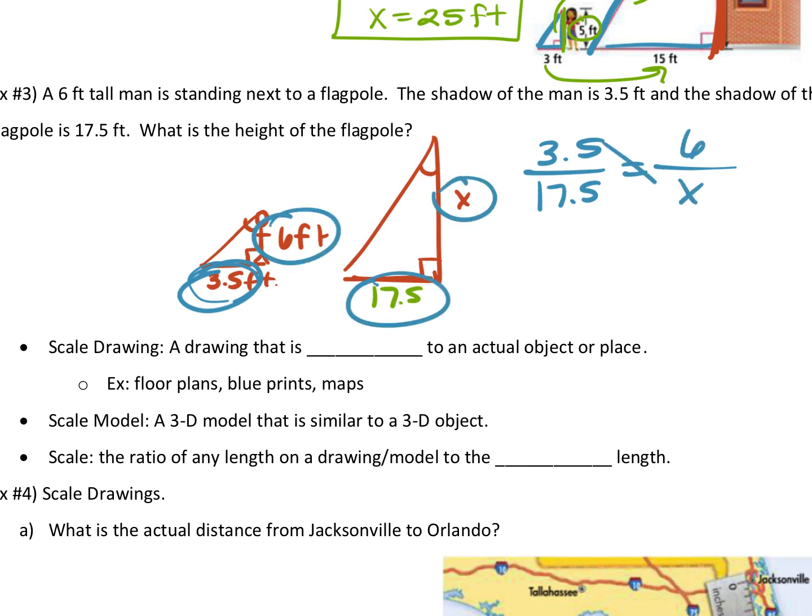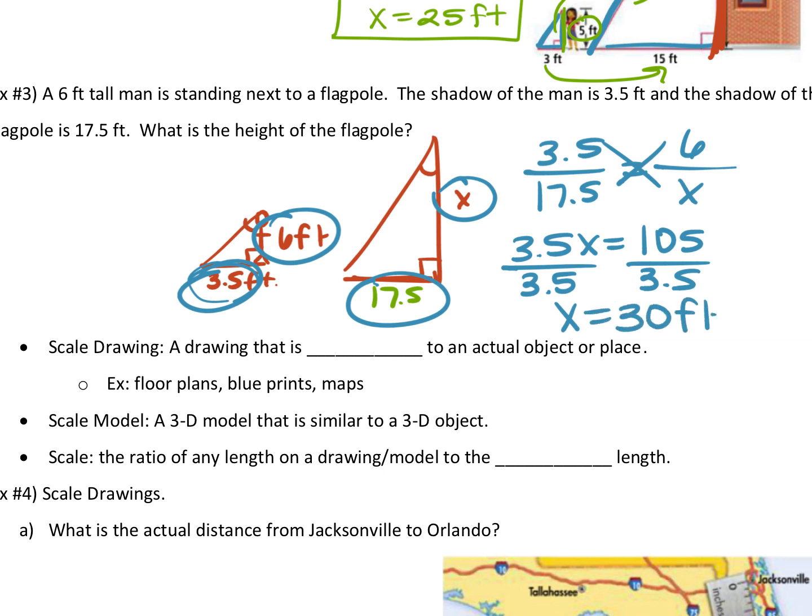Okay, cross multiply. 3.5x equals 105. And then divide by 3.5, and you get x equals 30. And don't forget to label it. We were talking feet, so 30 feet.